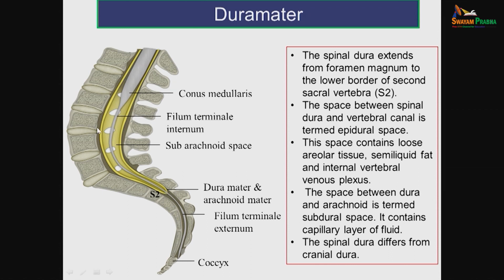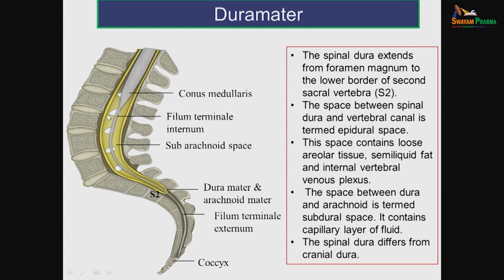So, the space between the dura mater and the vertebral column, this space where I am pointing, is called the epidural space. The epidural space contains loose areolar tissue, semi-liquid fat and also the internal vertebral plexus. It is a venous plexus. The space between dura and arachnoid is called the subdural space, which contains a capillary layer of fluid.